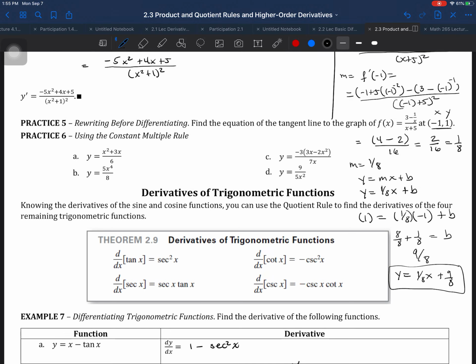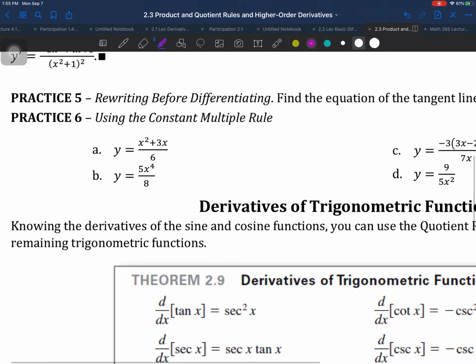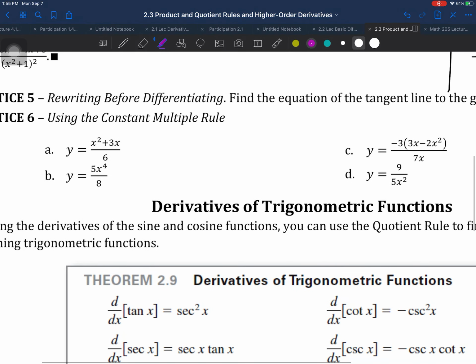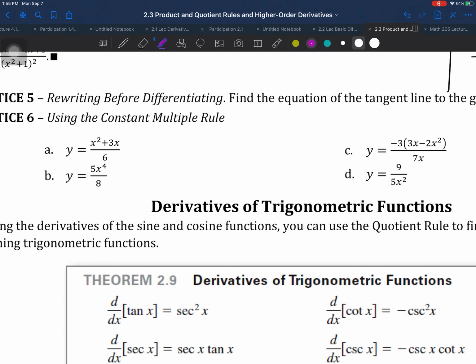A few things I want to mention, and obviously you can pause the video anytime you want, if you guys want to catch up or take a break. Now, what I'm going to talk about here is that even though some equations or functions look like a quotient, it doesn't mean you have to do the quotient rule. Let me say that again. You don't have to do the quotient rule all the time.